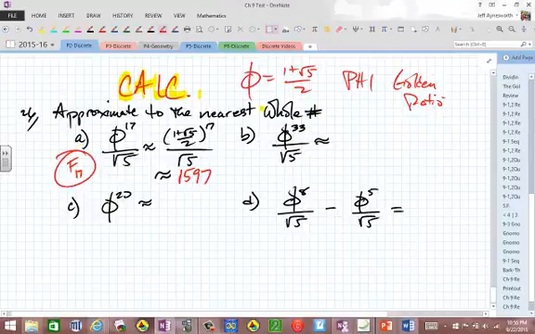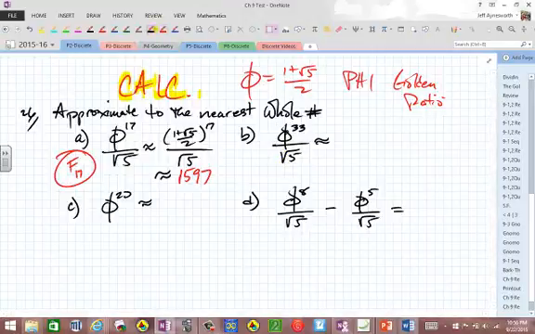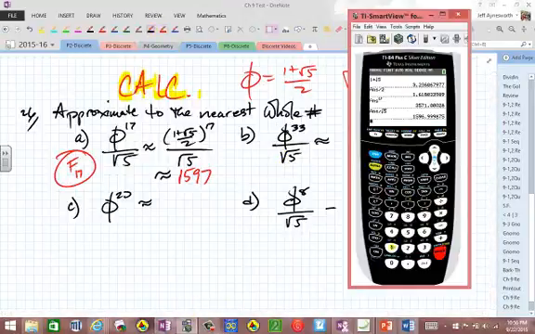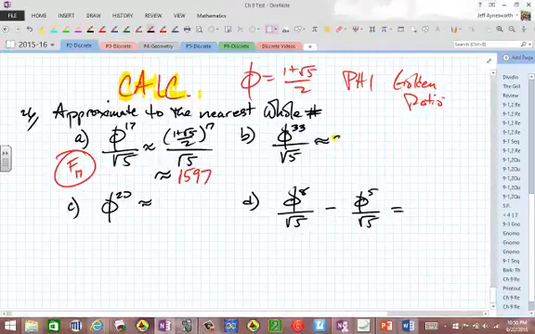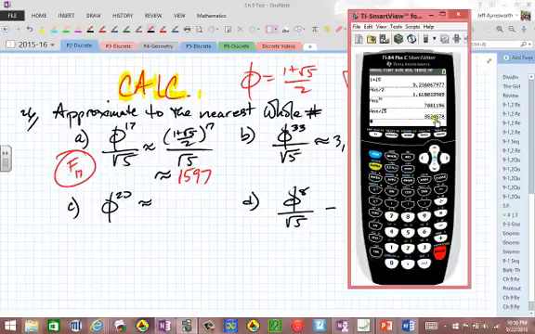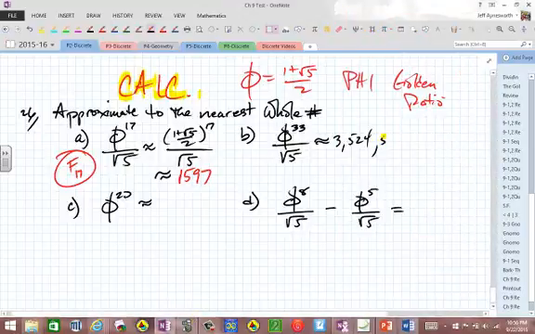This one's F33. I don't know what that is though, so let's figure it out. 1 plus the square root of 5, divide that by 2, raise it to the 33rd power, divided by root 5. You've got to practice this. After a while, it becomes a piece of cake. And you get 3,524,578.